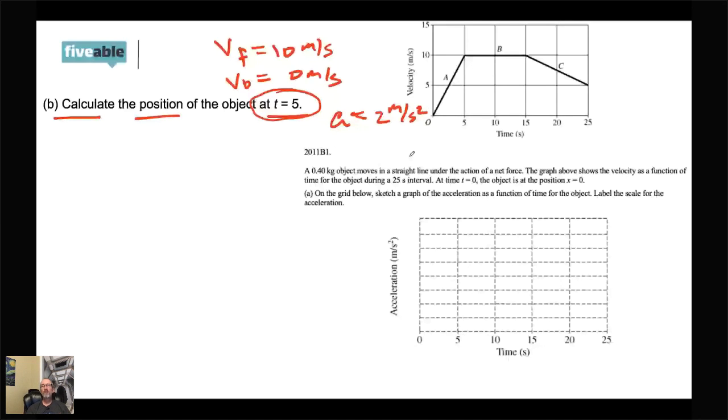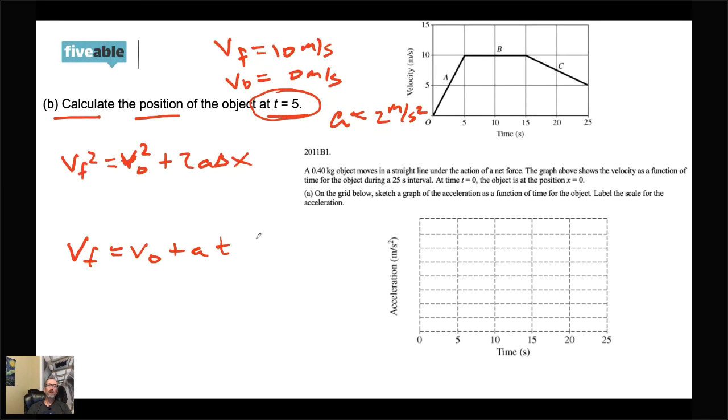So we can do this a couple of different ways if we want to know the position. We could say that the final velocity squared is equal to the original velocity squared plus 2 times the acceleration times the change in position. Since we started at 0, that would give us the final. We could also say the final velocity is equal to the original velocity plus acceleration times time. So either way, you can do this.